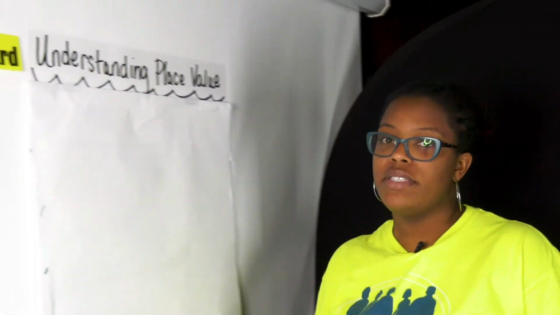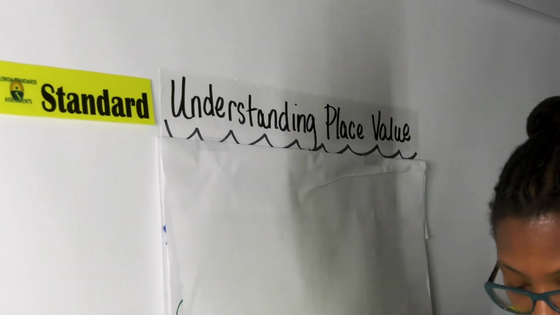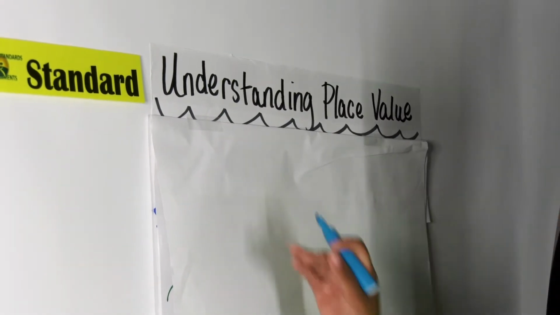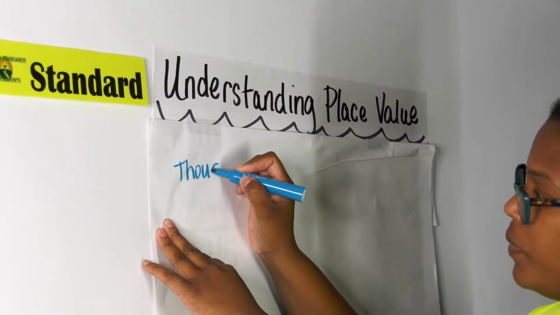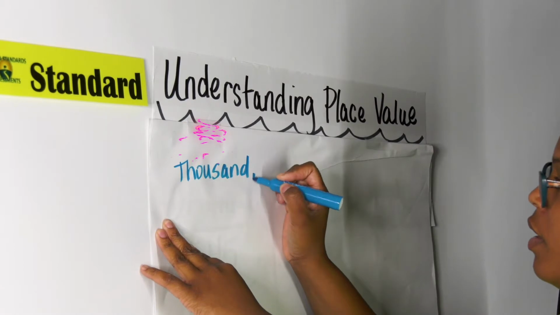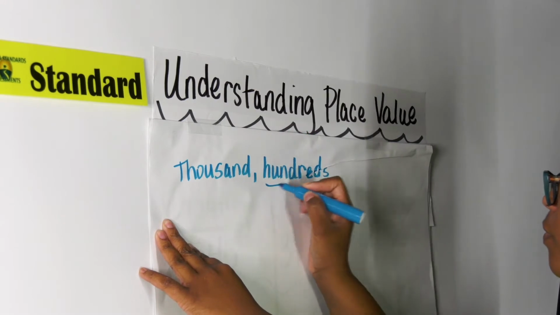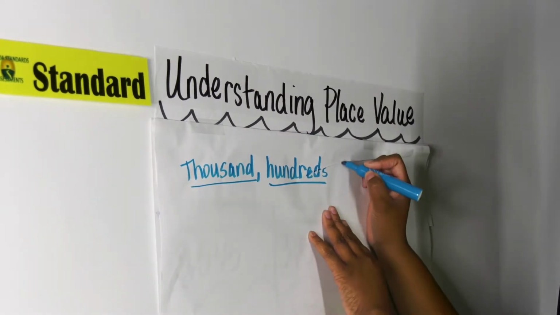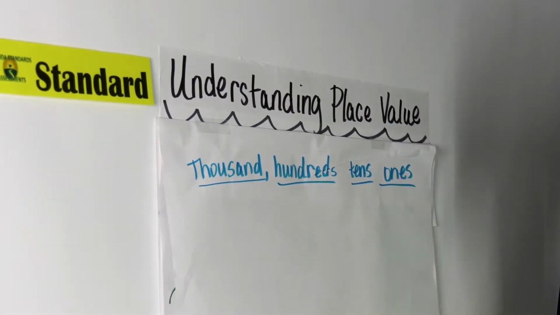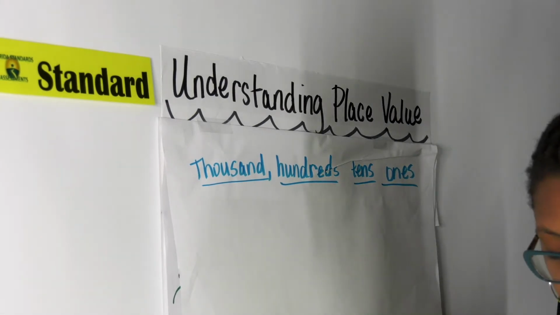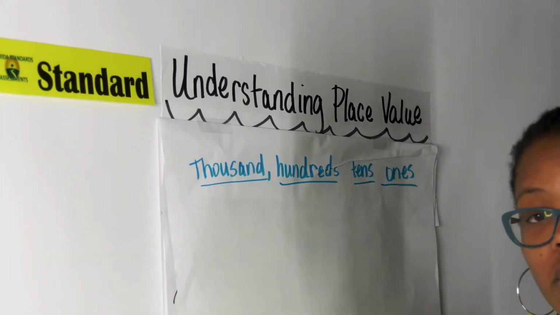So, understanding place value. If you recall, in your previous grade levels, you all had place values like thousands, hundreds, and these are just digits. Then you had the tens place, and then you had the ones place. Okay? But today we're going to look at a different set of numbers that involves decimals.